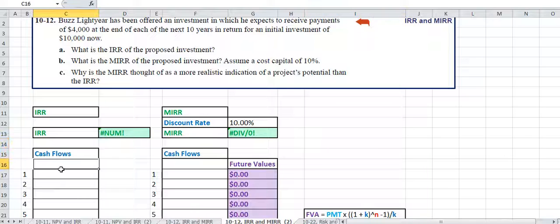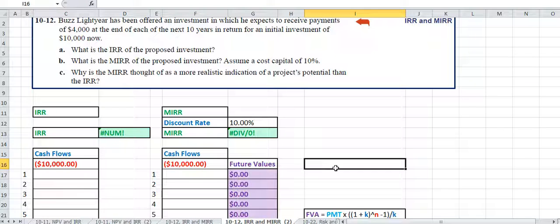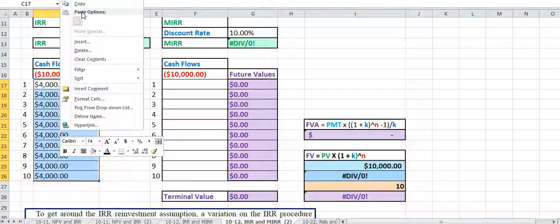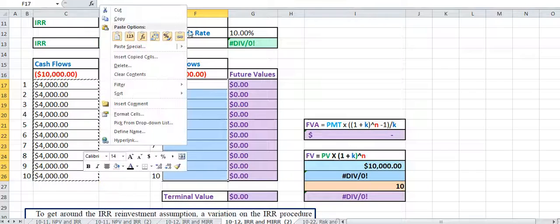And then let's put in our negative cash outlays, 10,000 there. Whoops, so that's got to be negative. Let's try that again. Okay, come here and go negative 10,000. Okay, there we go. Now we need to have cash flows of 4,000 for 10 years. So let's put in 4,000 and then just take that all the way down like so, and there we go.